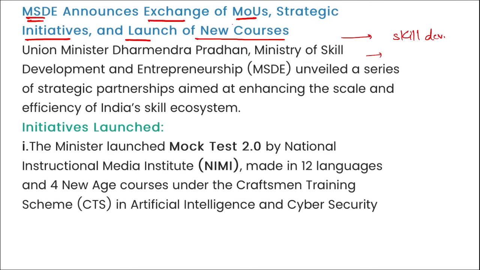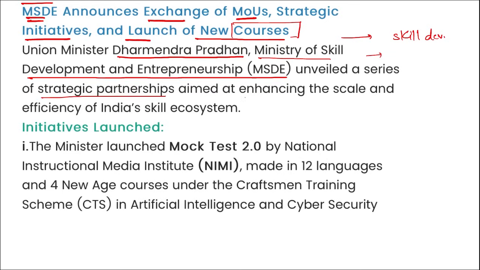That means new knowledge will be provided to the individuals. And what is MSDE? It is the Ministry of Skill Development and Entrepreneurship, right? And here, who is the Union Minister? Dharmendra Pradhan. He has unveiled a series of strategic partnerships that are aimed at enhancing the scale and efficiency of India's skill ecosystem. Such initiatives here, remember, the ministry has launched a mock test 2.0.